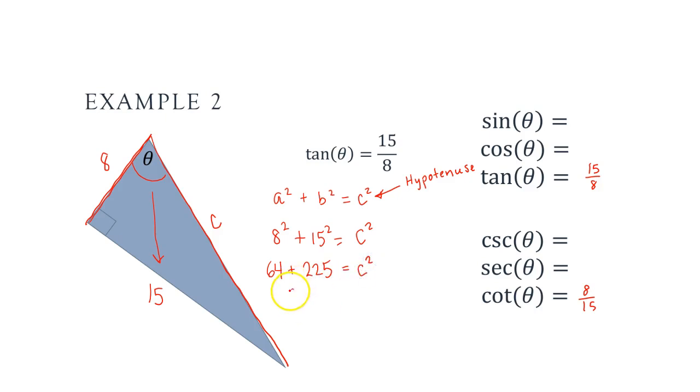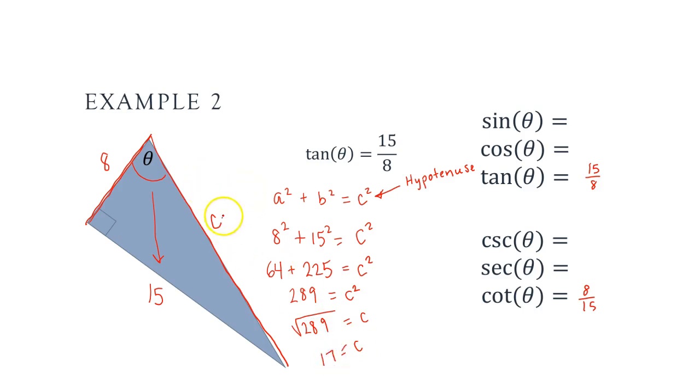And this would be 289, which I definitely need a calculator because I'm going to take the square root of that. Normally, I would have two solutions because it's a quadratic, but because it's a side length, I just need the positive solution. So that means that c is 17.